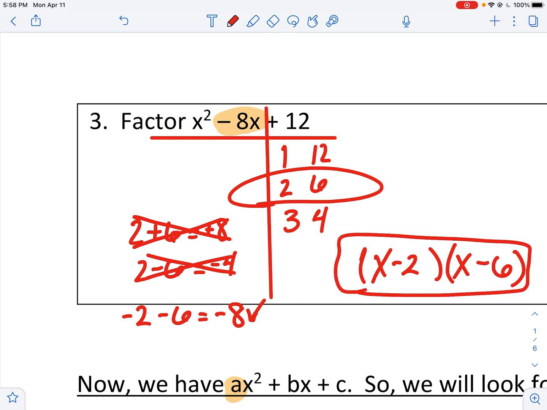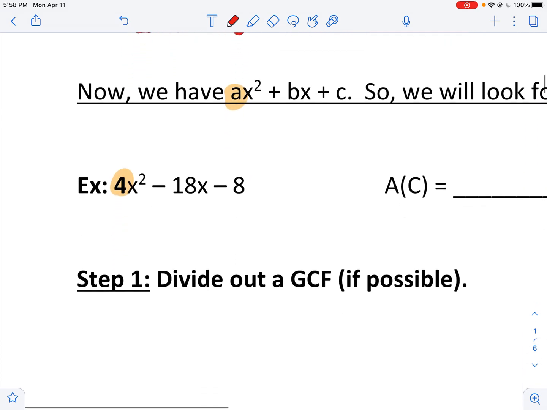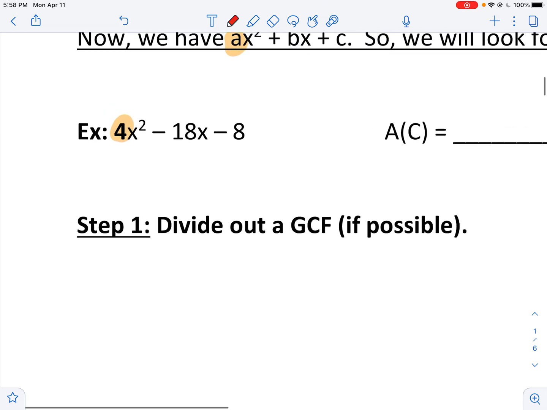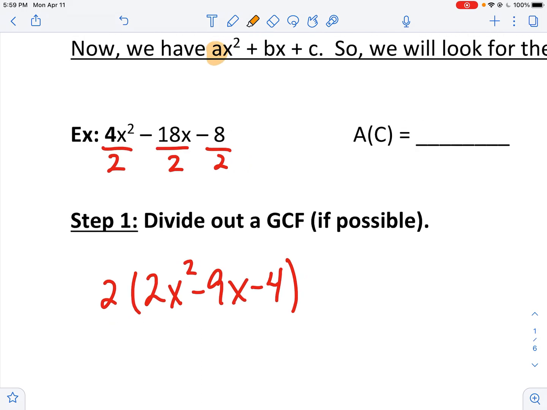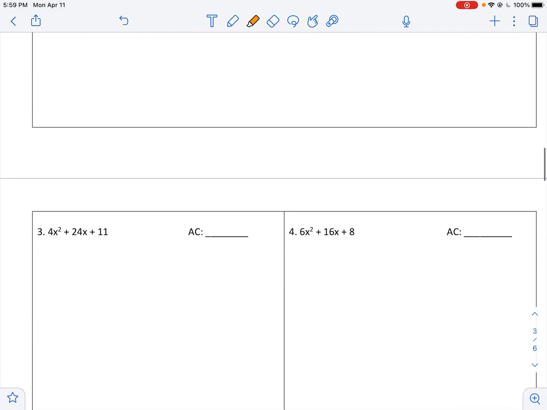But if I had a number out front, what I would have to do is first I would divide out a greatest common factor if that's possible. Like here, I've got 3 even numbers, so I could divide out a 2 and make that a little bit easier. But unfortunately, I still have a leading coefficient, a number out front. Now sometimes we would get lucky.